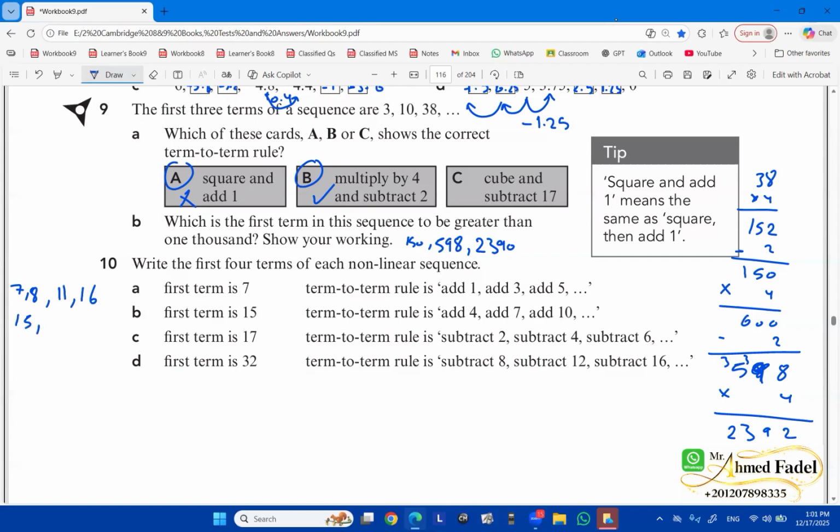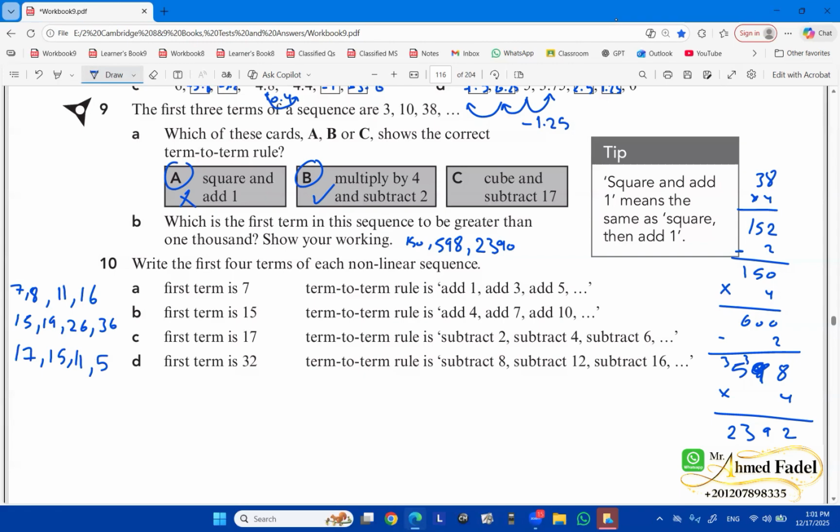B, the first term is 15. Add 4, add 7, add 10. Add 4, 19. Add 7 is 26. Add 10 is 36. C, first term is 17. Subtract 2 becomes 15. Subtract 4 becomes 11. Subtract 6 becomes 5.